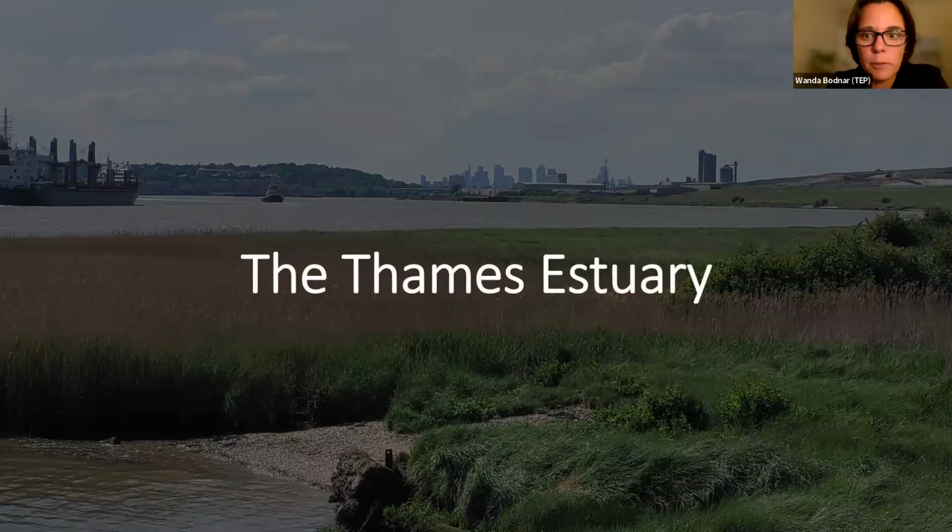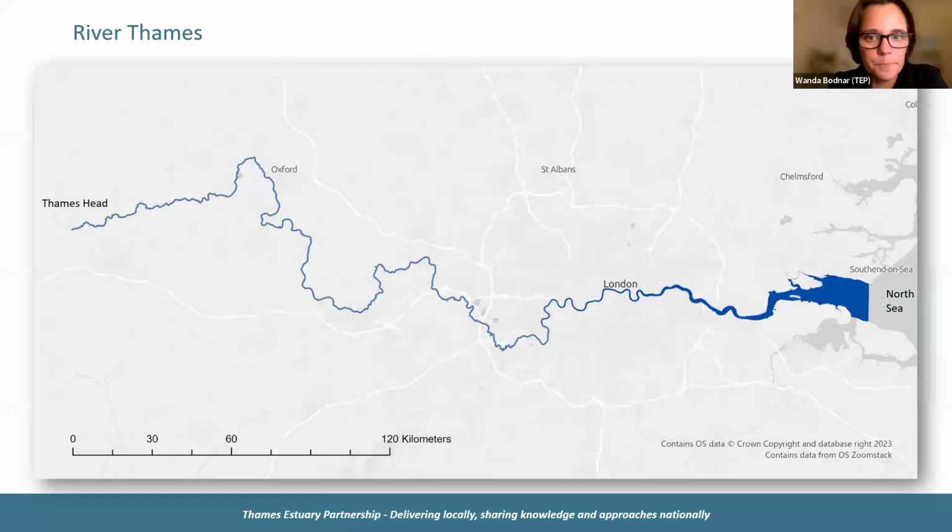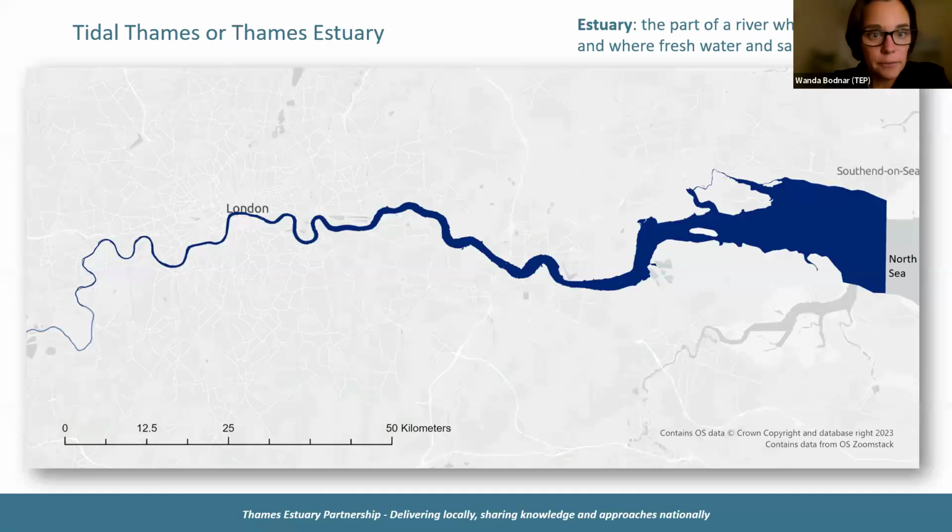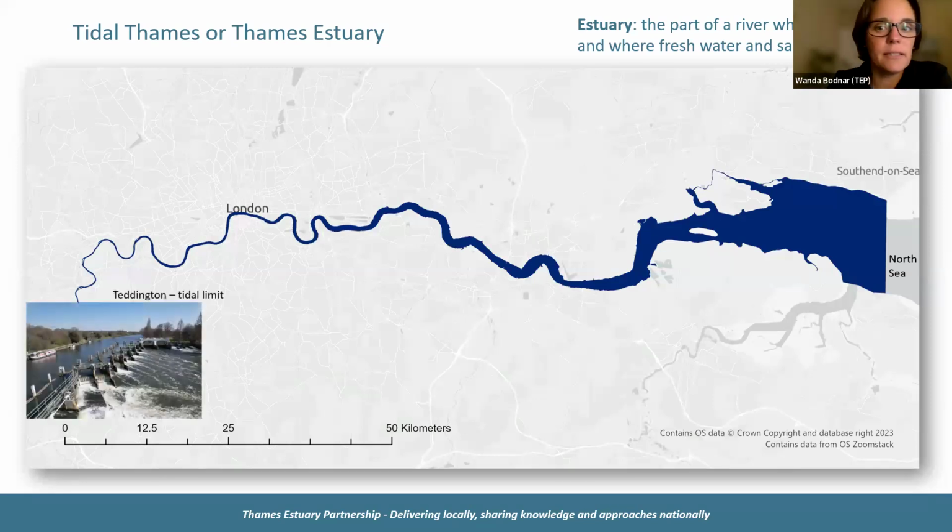So starting with what we mean by the Thames Estuary. We should distinguish between the River Thames, which is a 345-kilometer long river rising from a series of springs in the Cotswolds and flows into the North Sea, and the tidal Thames or the Thames Estuary, which is part of the river that is under the influence of the tides. The tidal limit is at Teddington, where a complex of 3 locks and a weir was built for water management purposes in 1810.